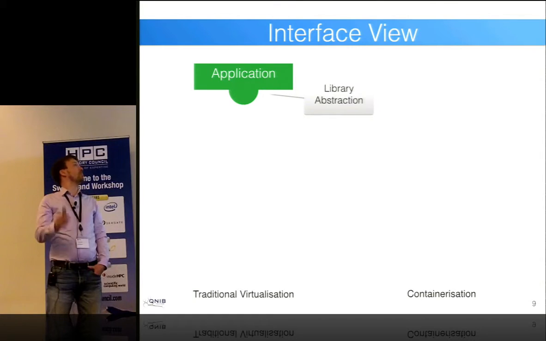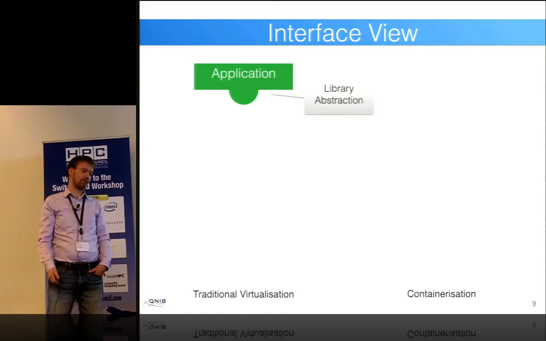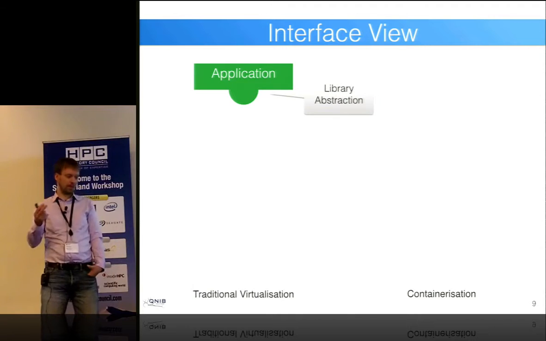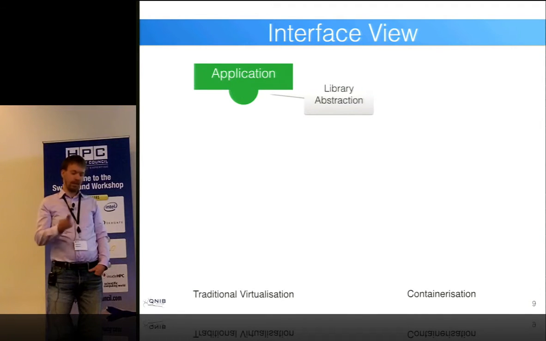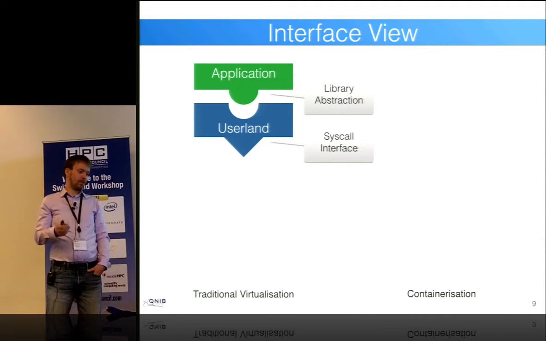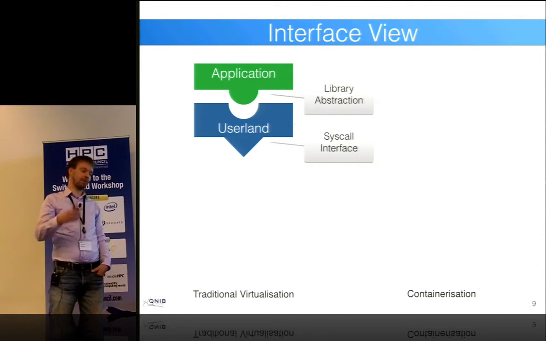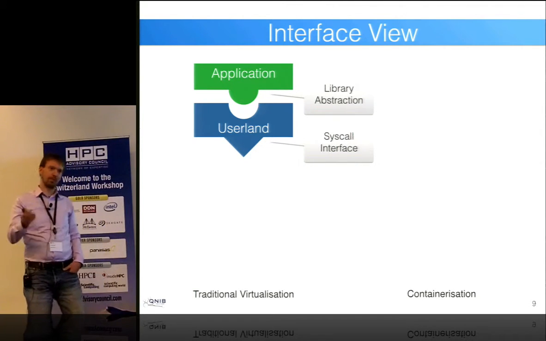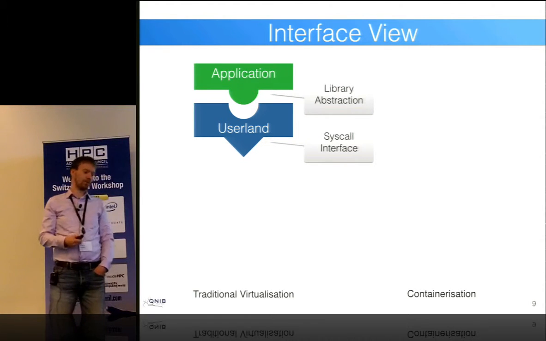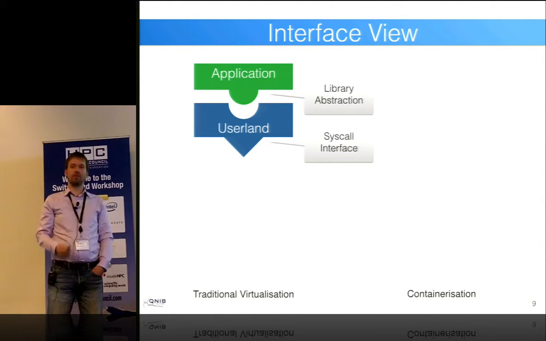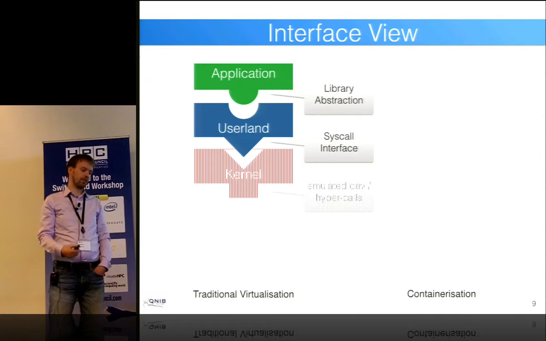We have an application that uses libraries and other programs to connect to other layers underneath, and these applications use the library abstraction, right? And this connects to a userland, which serves some maybe C libraries or even Python or something to call a system interface or syscall interface and connect to the kernel.